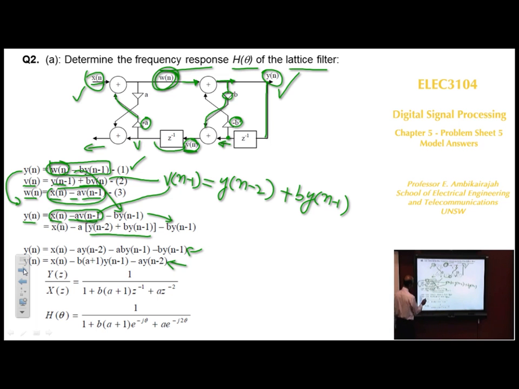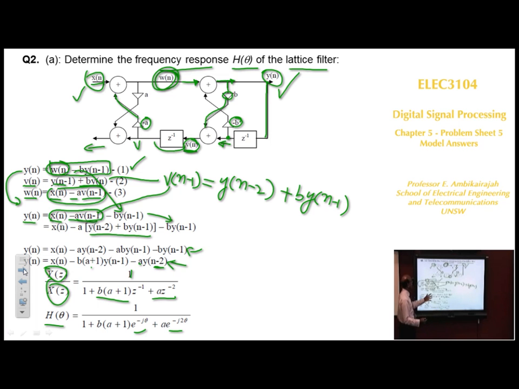Now if you take the z transform, all these will come to this side. So you get Y(z) over X(z) equal to 1 over, this one will come to this side, so b plus a z^-1, this is z^-2. Bring it to the other side is plus. So that's that. So H(theta) is just simply substitute z equal e^(j theta), and you get the answer.